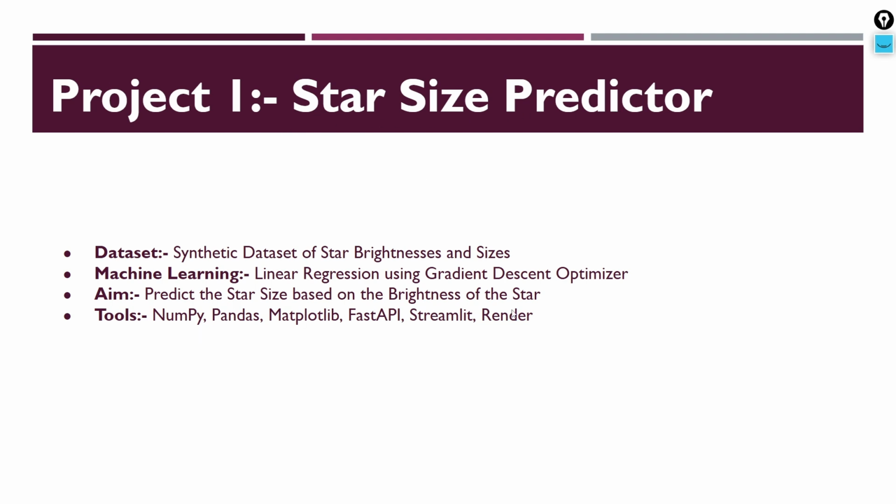The tools being used here are NumPy to generate the dataset, Pandas to handle the data frames, Matplotlib for visualizing how the true sizes compare to the predicted sizes based on the brightness values, FastAPI to generate the API for the backend, Streamlit for the front end part, and Render to deploy our API. Alright, so these are the things we are going to use in our first project, and let me show you how the output is going to look.